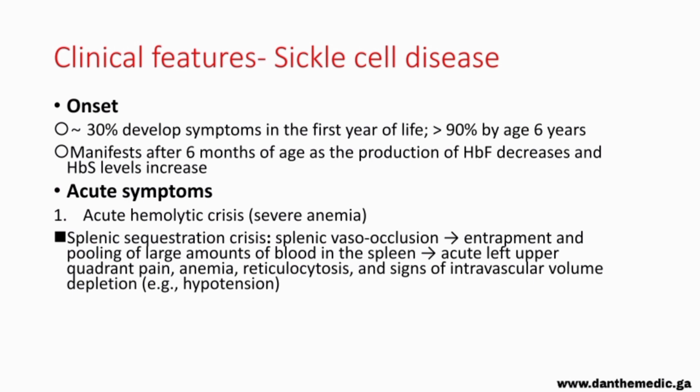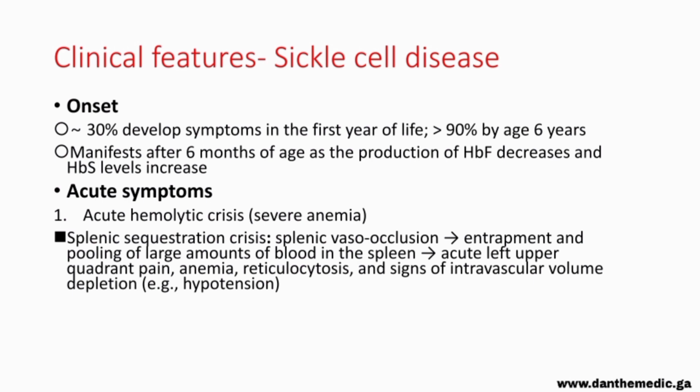So now, moving on to sickle cell disease, we have to know that in approximately 30% of patients, the symptoms develop in the first year of life, and about 90% of patients will have gotten some symptoms by the age of 6 years old. Now, typically, it manifests after 6 months of age because the production of hemoglobin F, that's fetal hemoglobin, decreases, and then the production of sickled hemoglobin or hemoglobin S increases.